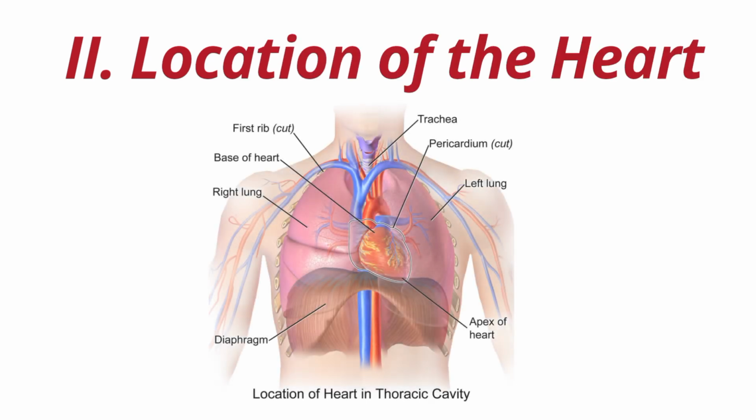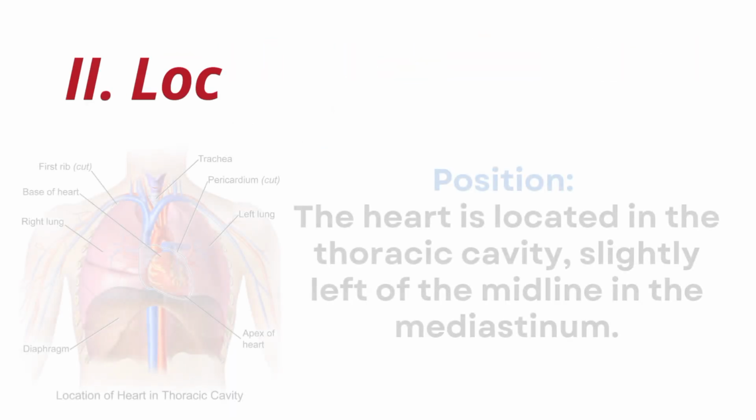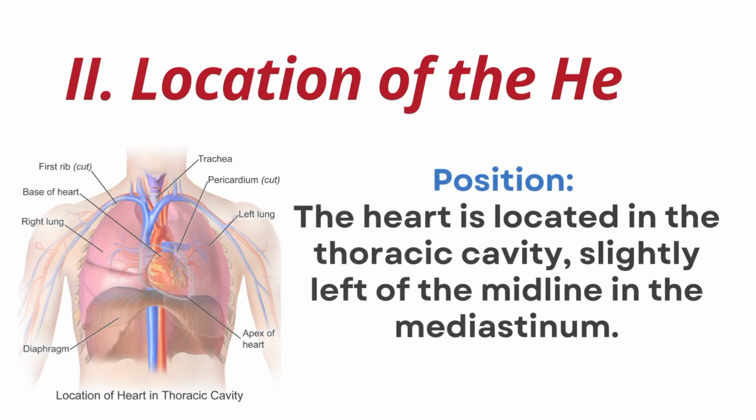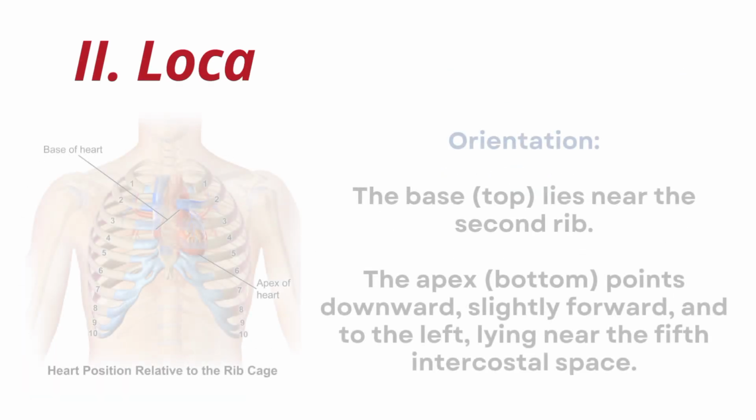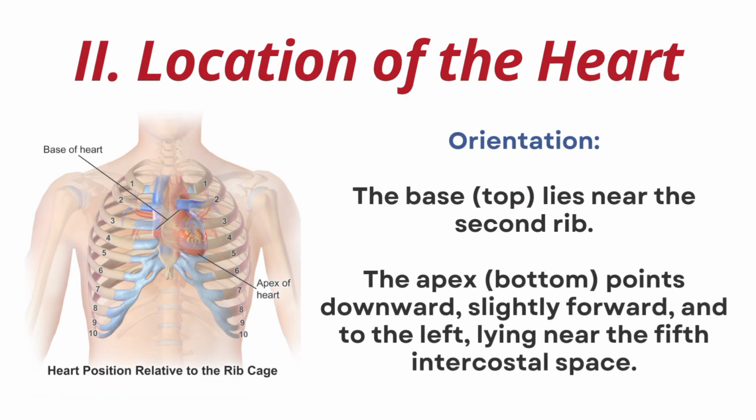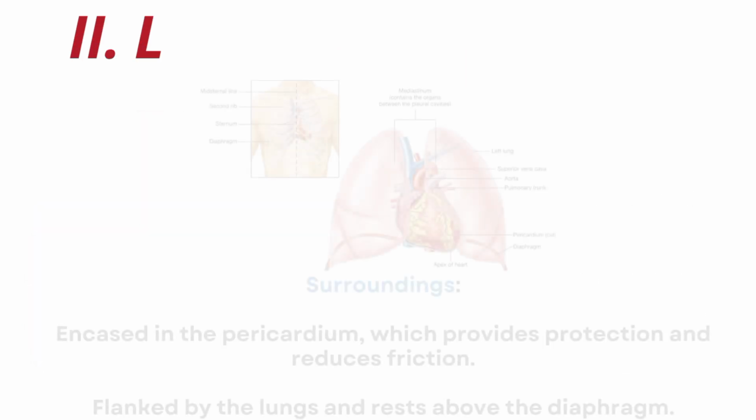2. Location of the heart. Position. The heart is located in the thoracic cavity, slightly left of the midline in the mediastinum. Orientation. The base (top) lies near the second rib. The apex (bottom) points downward, slightly forward, and to the left, lying near the fifth intercostal space.